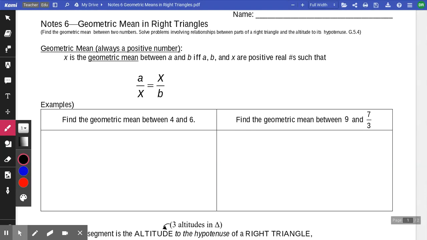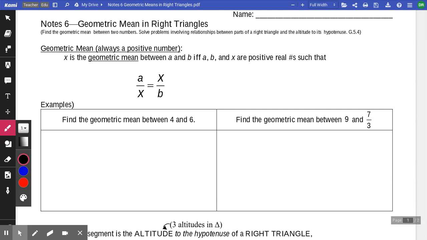We're going to take a look at something called the geometric mean in right triangles. And to get started, just talking about geometric mean here, it's a little bit different than the mean that you used to find in the past, the arithmetic mean, which was based on addition. A lot of times you would add up your terms and divide by however many terms you were adding. In this case, geometric is based on multiplication.